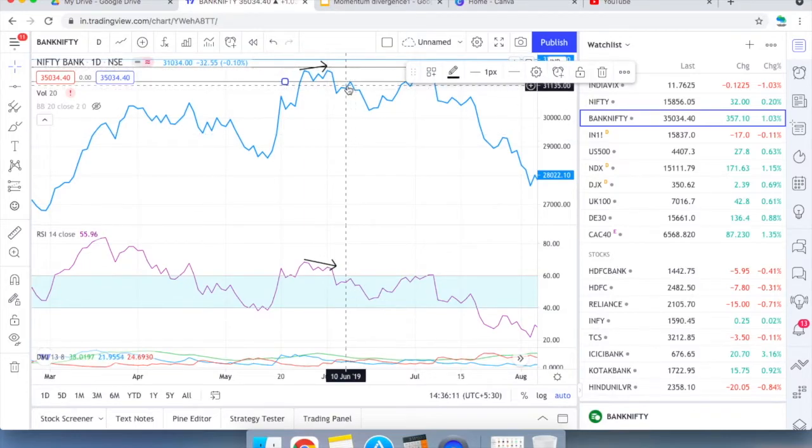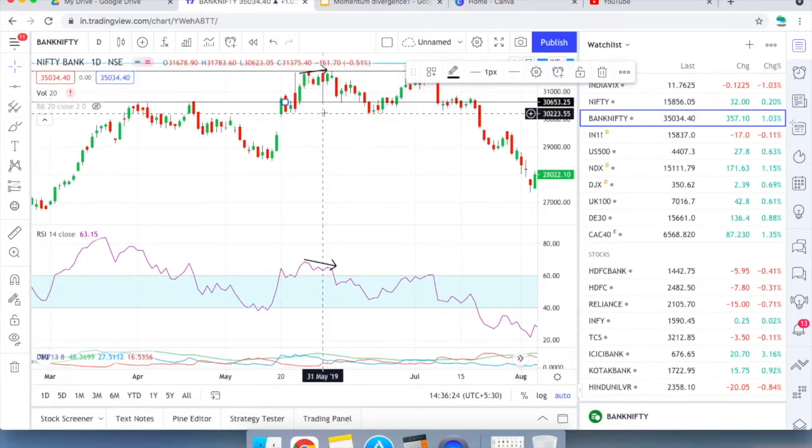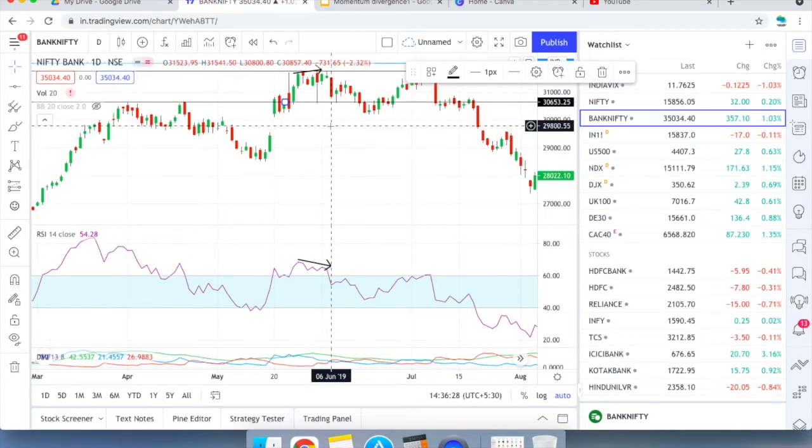Swing high and swing low are not on the closing price. It has to be on the candle high and low only. So this candle is inside. So the candle low, the highest low point and higher point, this is what my target is. This low of 30,633 is my target if this divergence works out.